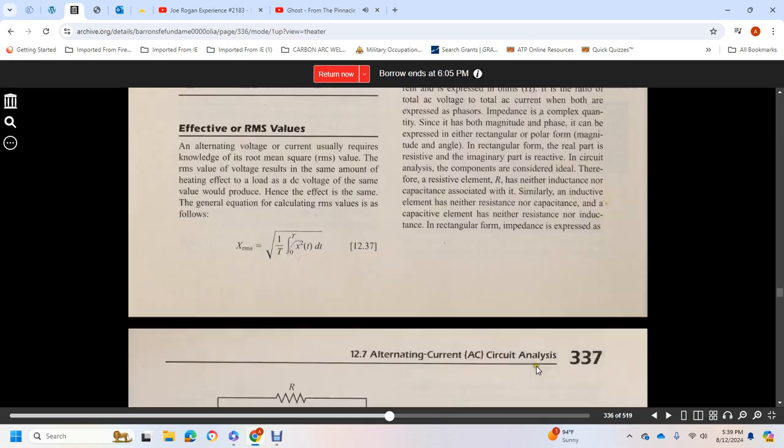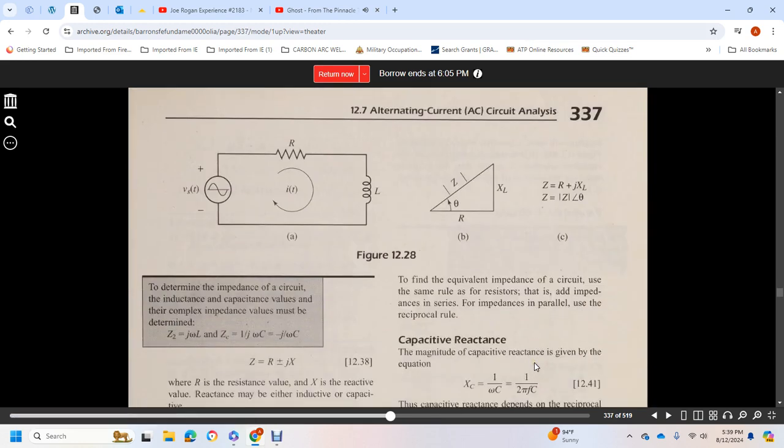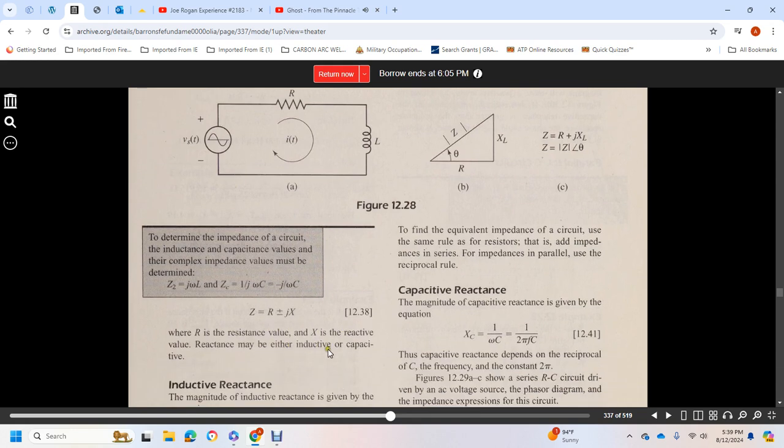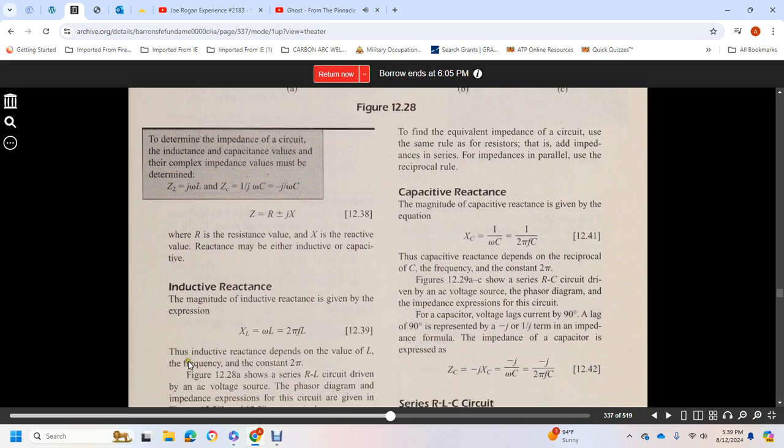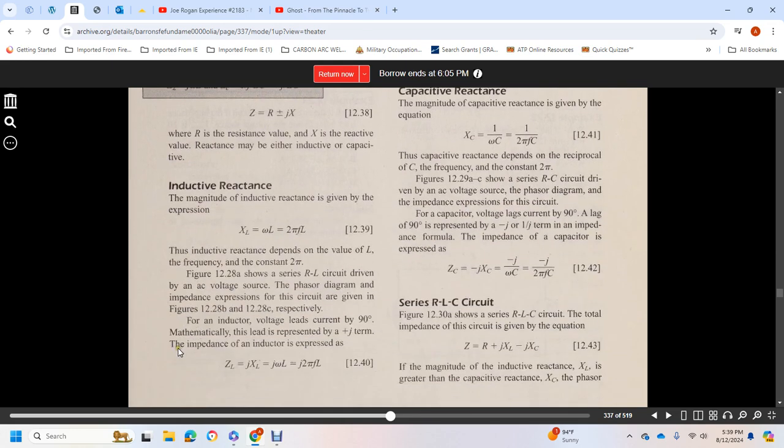In rectangular form, impedance is expressed as Z equals R plus jX, where R is the resistance value and X is the reactive value. The reactance may be either inductive or capacitive. Inductive reactance: the magnitude of the inductive reactance is given by the expression.